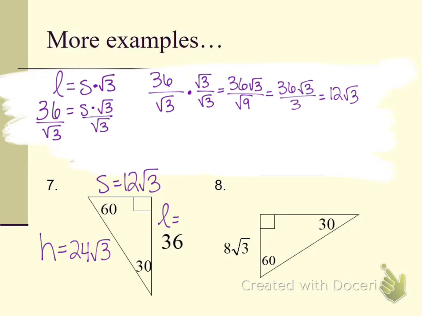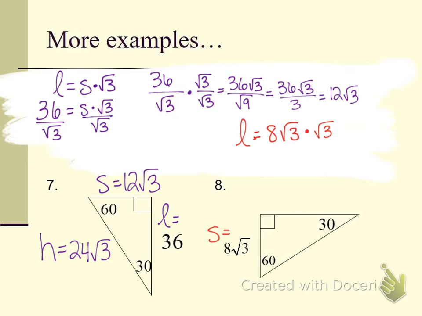On number 8, which side do they start us with? Short side, the one across from the 30. Now, when you start with the short side, it's kind of up to you which one you find next. So which one would you like to do? Okay. The long side: we take the short side, 8 root 3, and we multiply it by root 3. Do not get tricked. Just because there was a root 3 there doesn't mean you don't still multiply it by root 3.